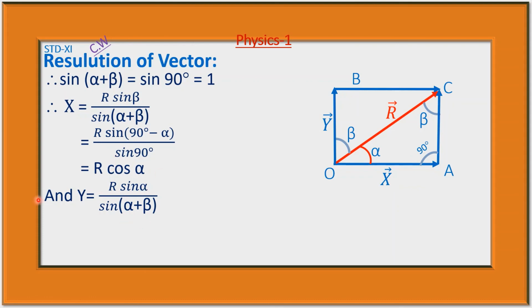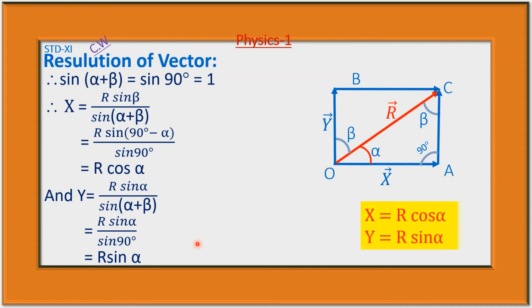This is the general formula of y component, and here alpha plus beta is equal to 90 degrees. So we can write r sin alpha divided by sin 90 degree, and sin 90 degree is equal to 1, so it is r sin alpha. So these are the two components, that is two perpendicular components of r vector, and x is equal to r cos alpha and y is equal to r sin alpha. That is, if x and y are two perpendicular components of a vector, and x component is at an angle alpha, we can write x is equal to r cos alpha and y is equal to r sin alpha. This is the two perpendicular components of r vector.